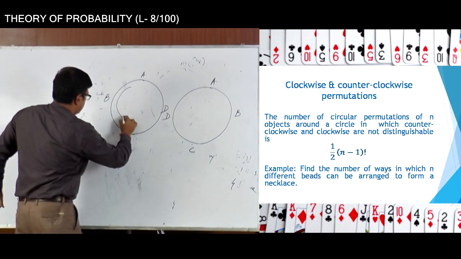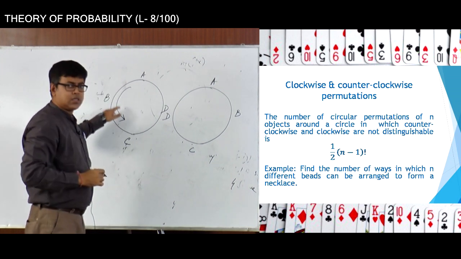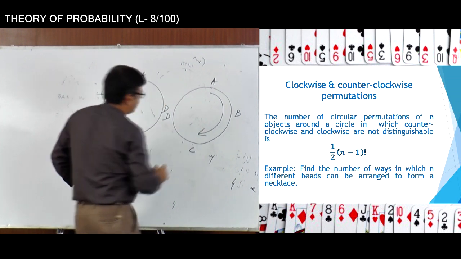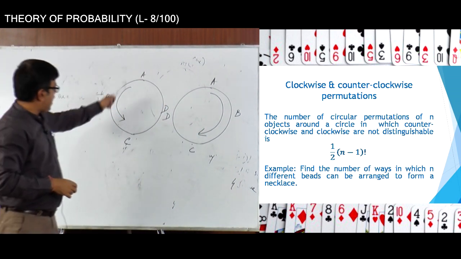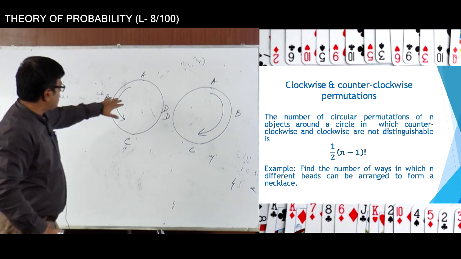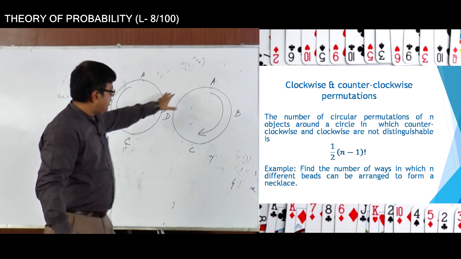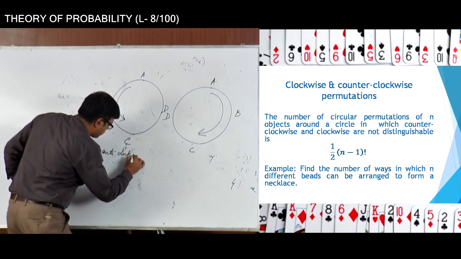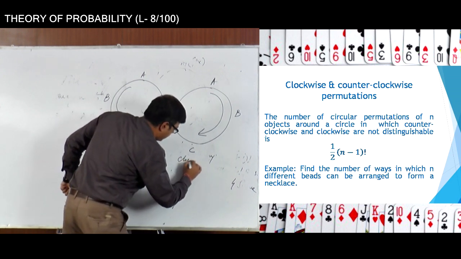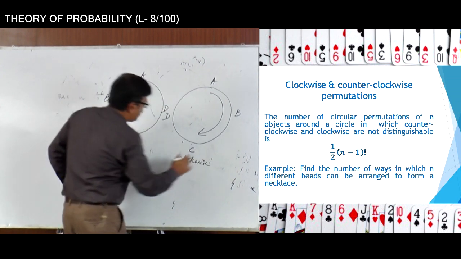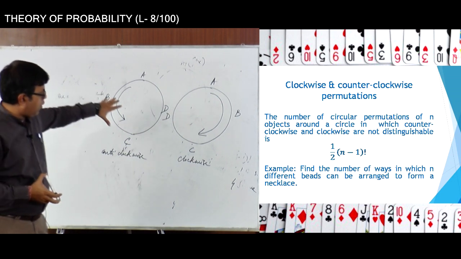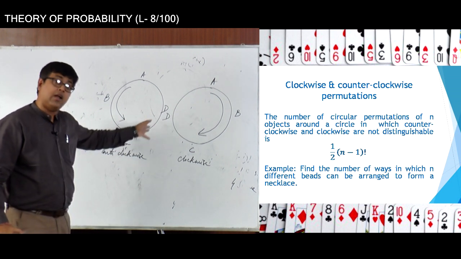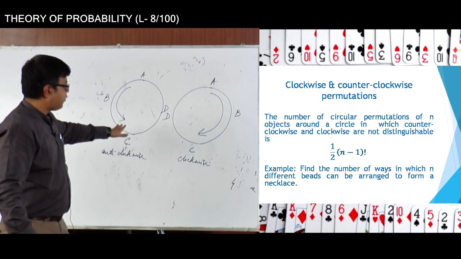Now, you see, this is the clockwise and this is the anti-clockwise arrangement. This is the clockwise arrangement and this is the anti-clockwise arrangement, right. When we are able to distinguish a clockwise and an anti-clockwise arrangement, then there is no problem, because in that case these 2 arrangements are basically different, right.